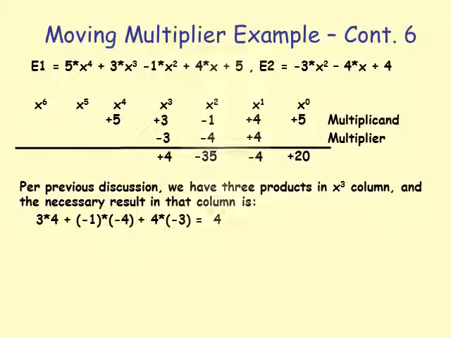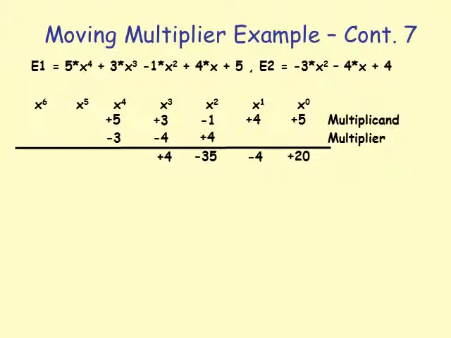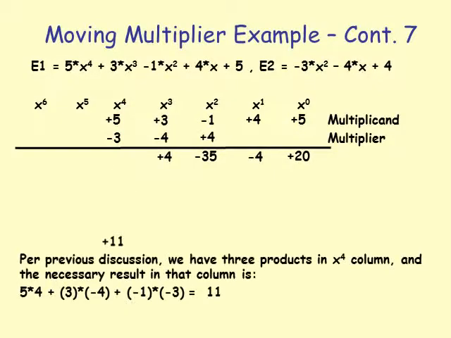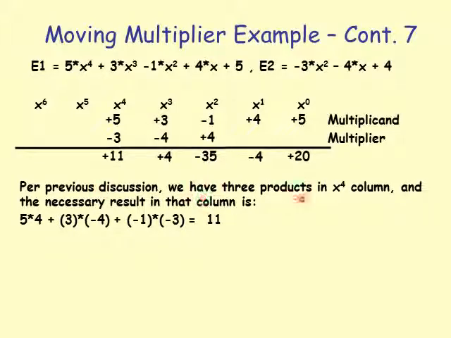Let's continue. Now we'll move that a little further again. Okay, one more term. Now we'll compute the x fourth term here. We have 3 products in the x fourth column, and the necessary result is 5 times 4, which is 20. 3 times minus 4 is minus 12. 20 minus 12 is 8. And then minus 1 times minus 3 is plus 3. 8 plus 3 is 11. So we have 11 in the x fourth column.